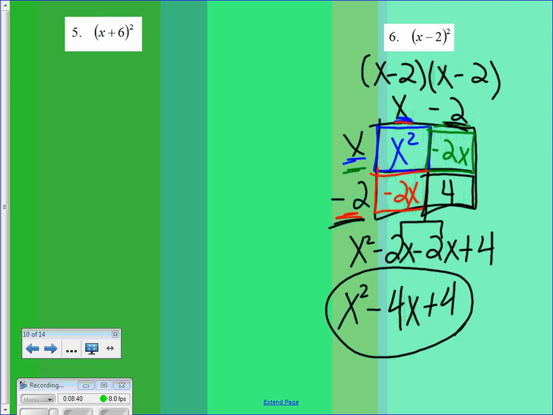So you guys can go ahead and try that on number 5. Remember, you can't just distribute in the square. You have to look at it as multiplying two binomials together. So let's take a look.